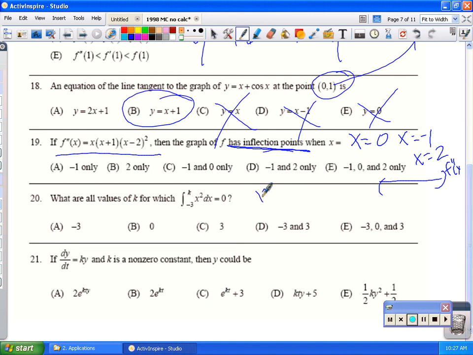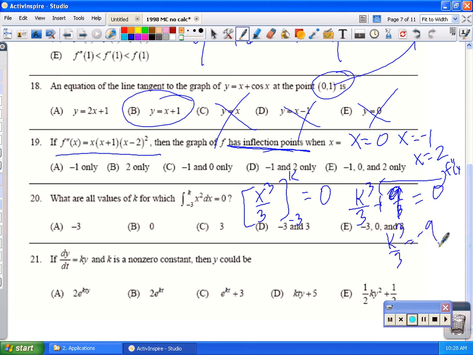Number 20, I'm literally going to find the antiderivative, x cubed over 3, and I'm going to evaluate it from negative 3 to k, and they told me that the answer to that problem is 0. I'm going to substitute, and I'll get k cubed over 3 plus 27 over 3, which is 9. How did I get that? Negative 3 cubed is negative 27 over 3 is negative 9, but I was minusing that, and that's equal to 0. I'm going to subtract 9 from both sides, and I get k cubed over 3 equal to negative 9. I'm going to multiply both sides by 3, and I get k cubed is equal to negative 27. I'm going to take the cube root of both sides, and k is equal to negative 3.